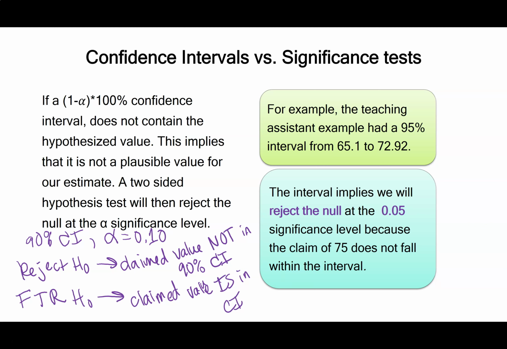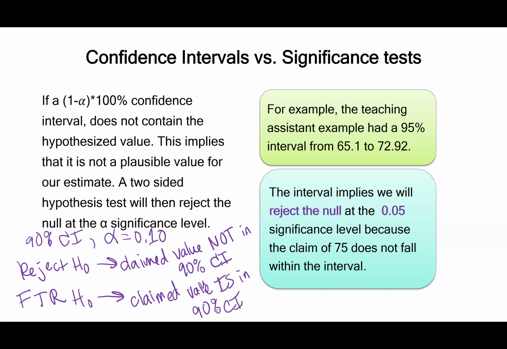So things to note. If you're looking at your confidence interval and the claimed value is in it, and somebody asks, is it different from this? You're like, I don't know. It could be that claimed value. It's not saying that the claimed value is correct. It's saying it could be.